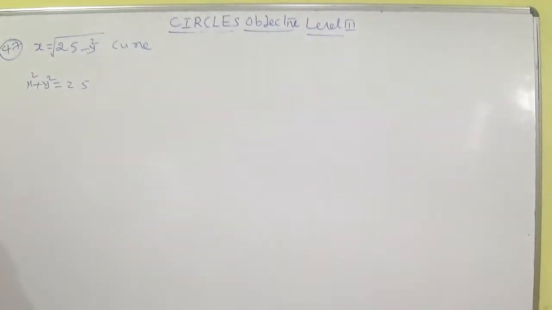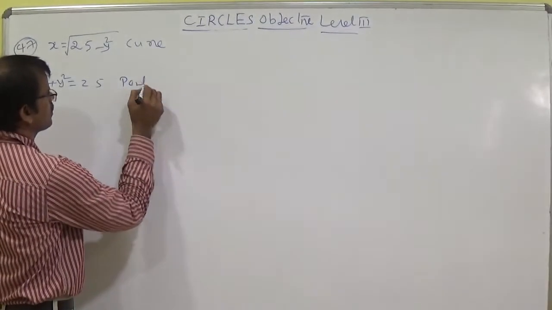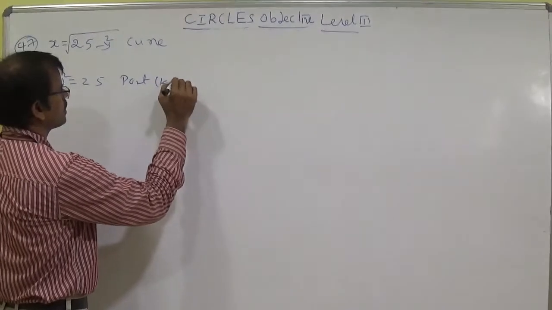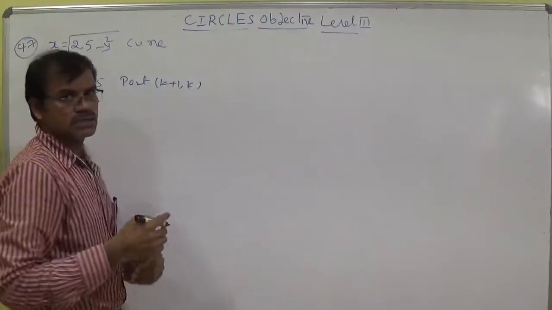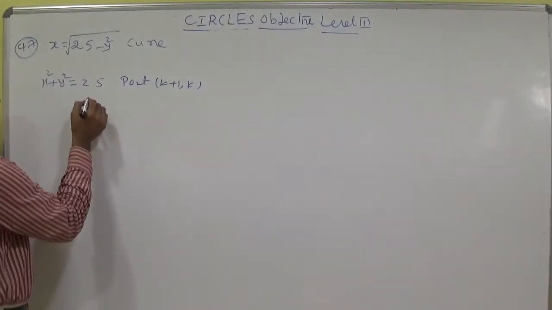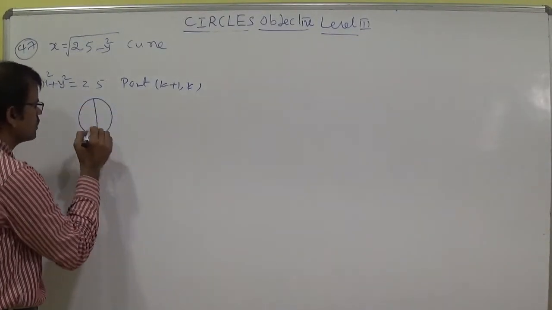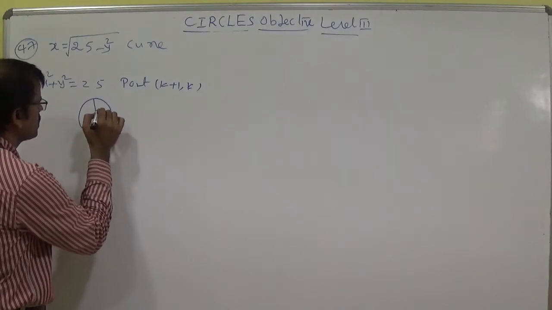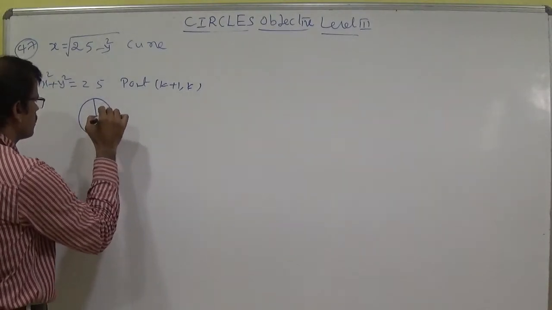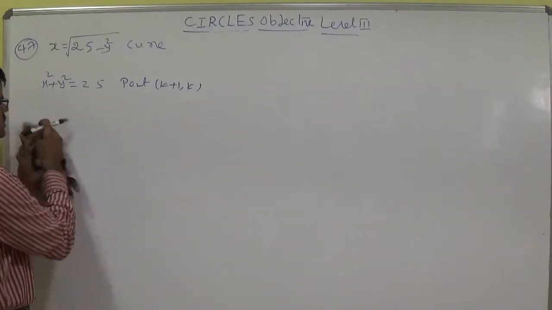It is a circle, and the point he has given is (k plus 1, k). He is saying that the point (k plus 1, k) lies inside of the y axis and the curve also. Inside of the y axis, so here or here maybe. (k plus 1, k) lies inside of the y axis.